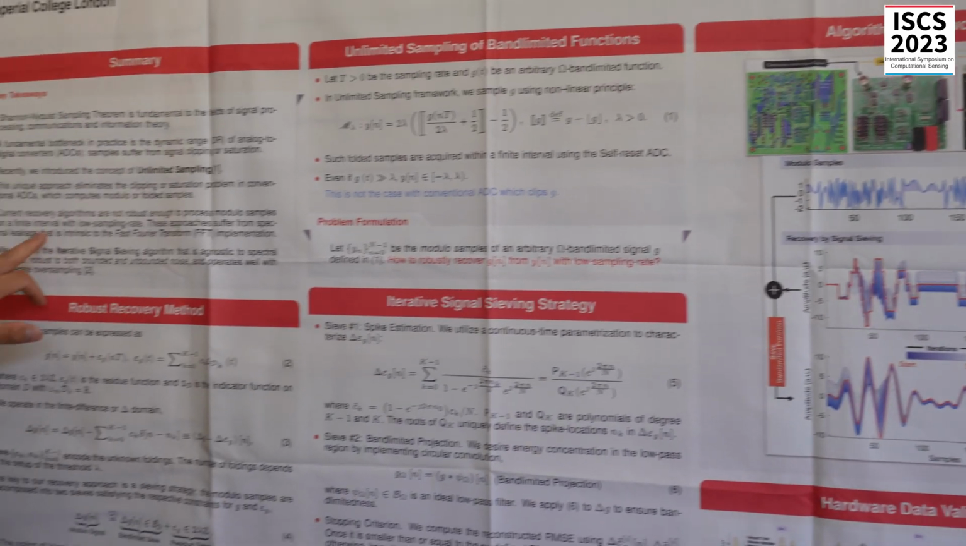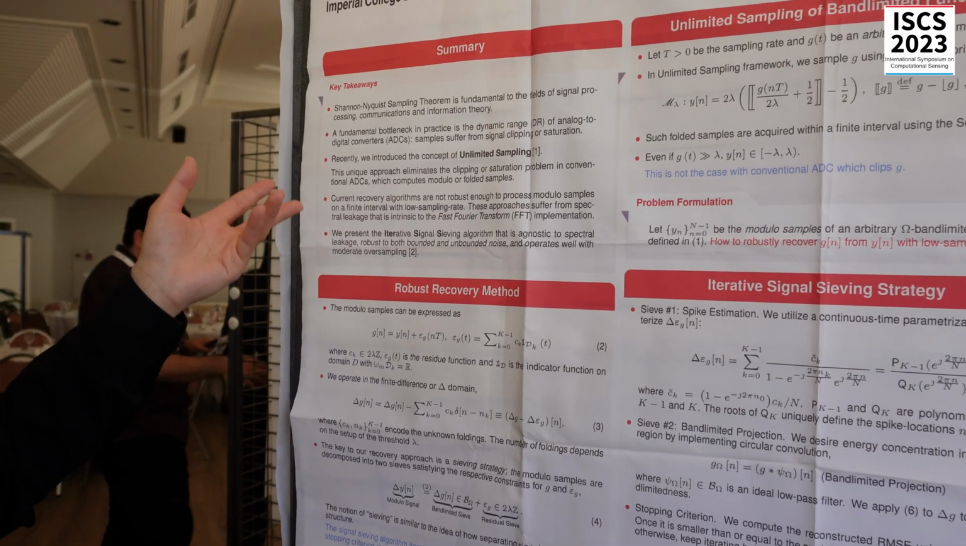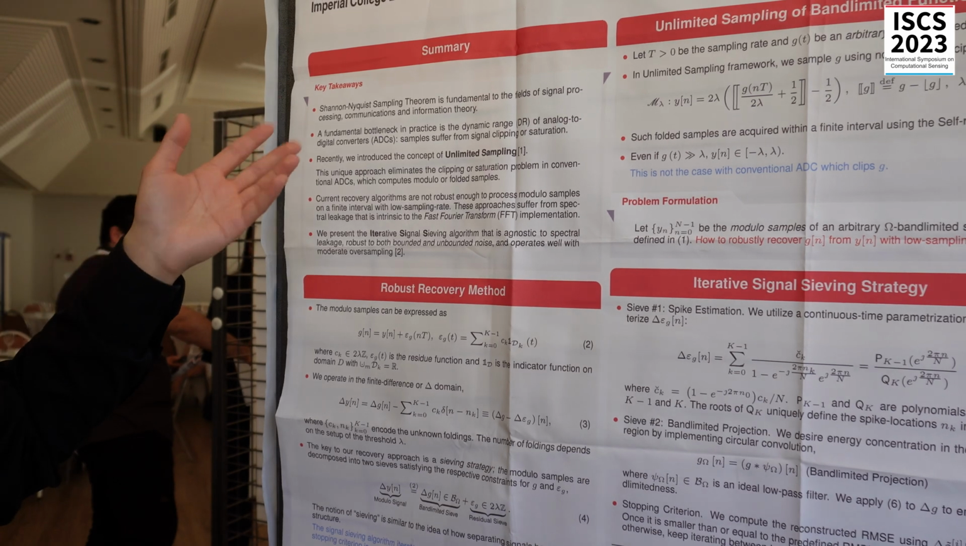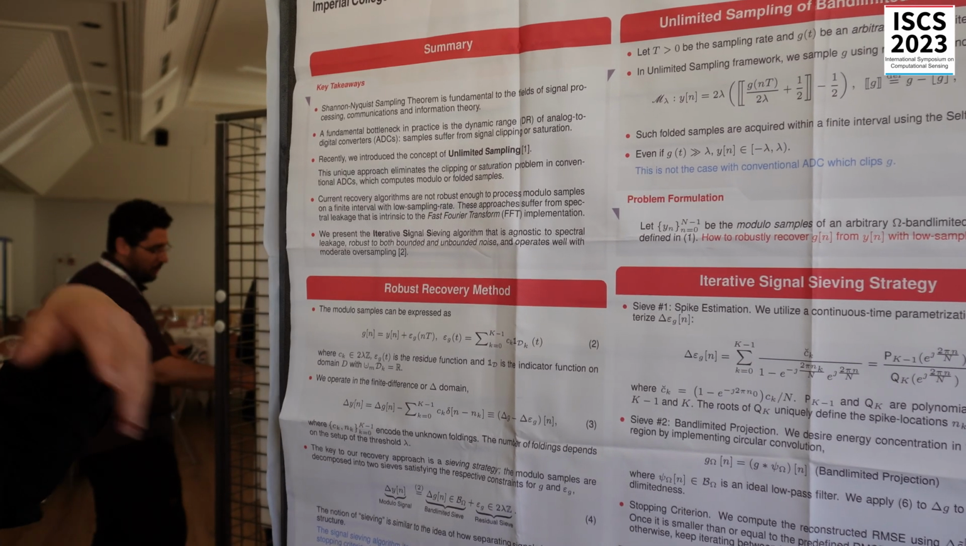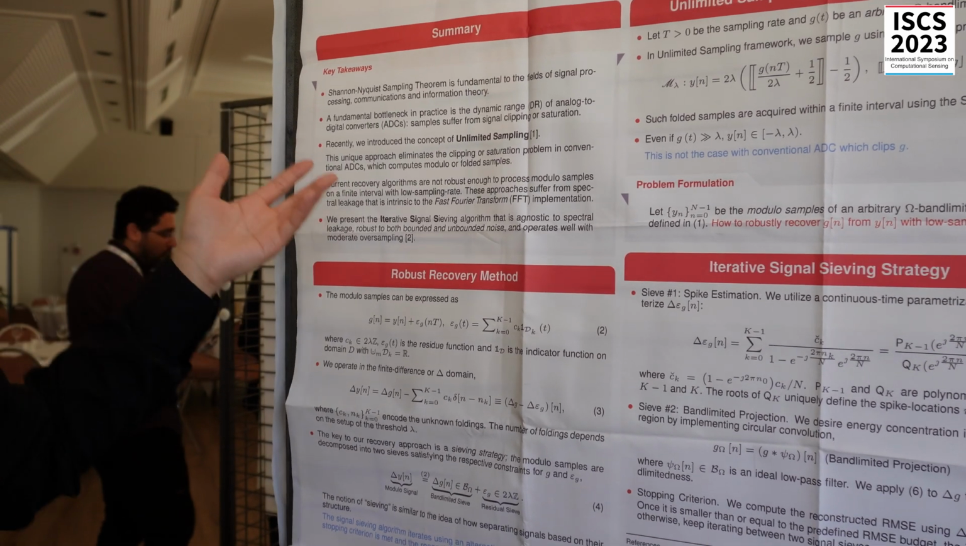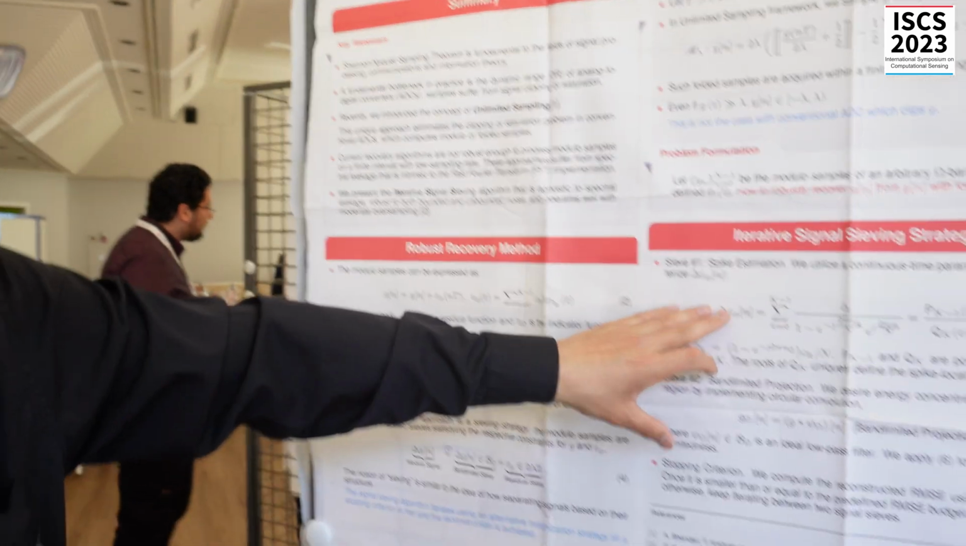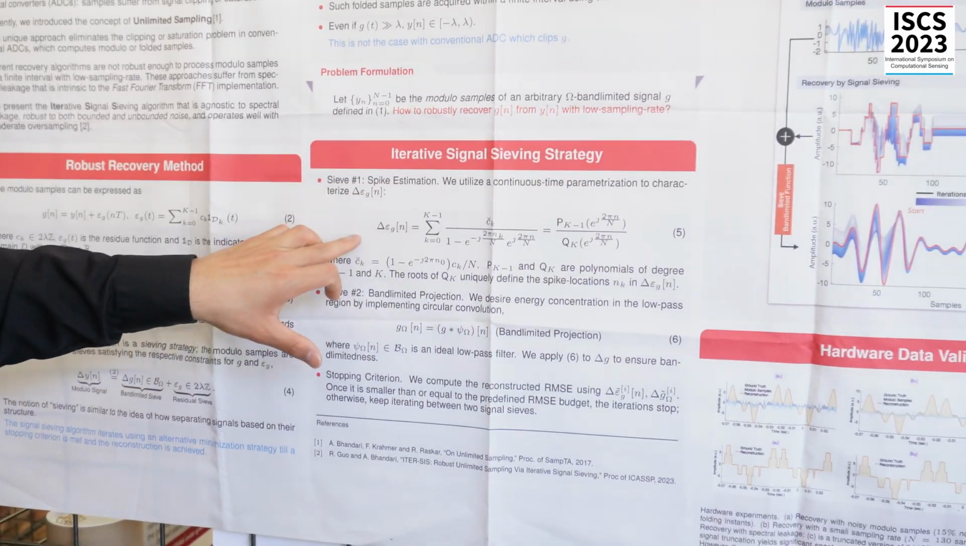Previous algorithms can be divided into two categories: time domain and frequency domain. Either they suffer from spectral leakage, or they are not robust enough to noise, bounded or unbounded. So the message here is that we have a new model to characterize the modulo samples.